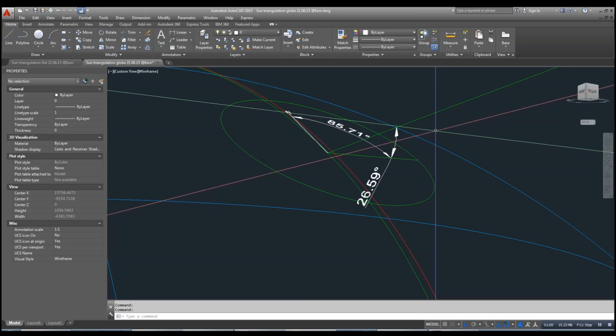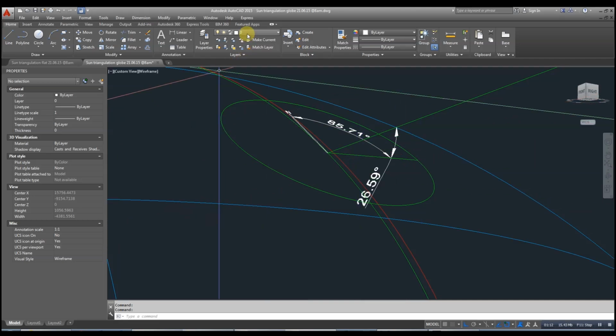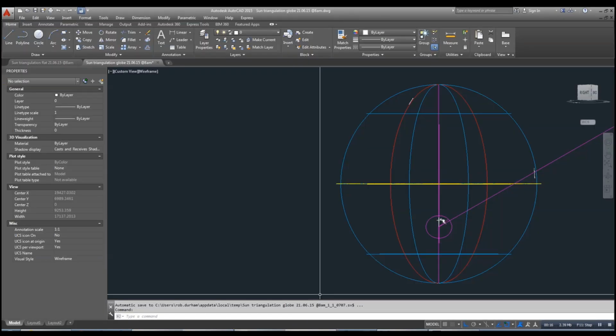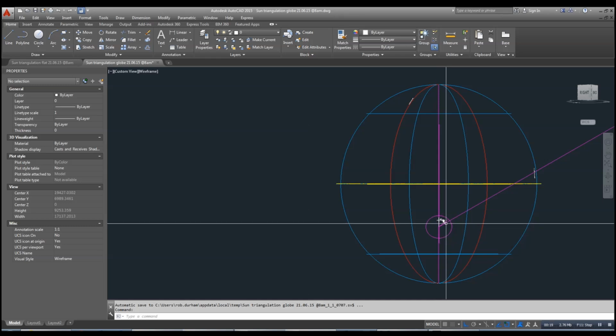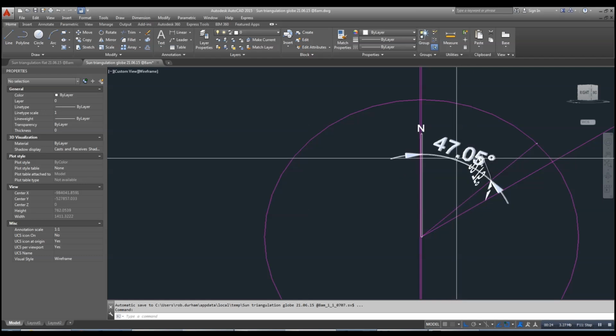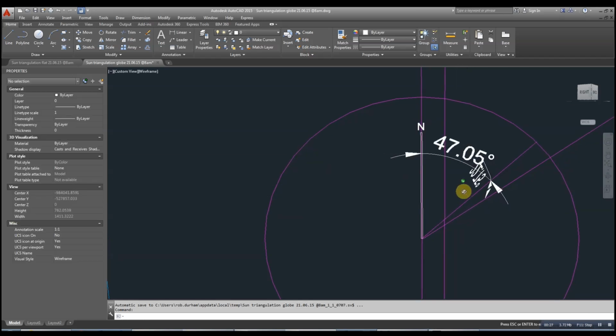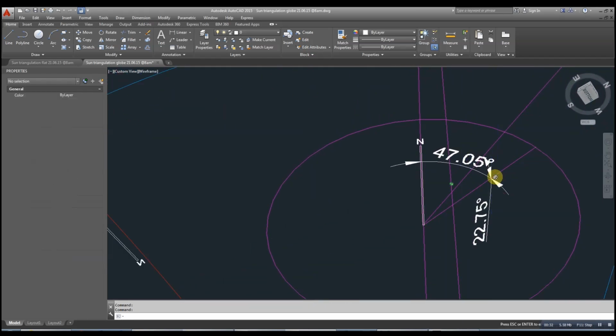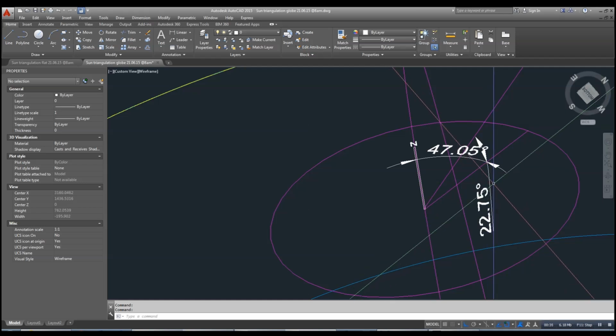Okay, let's skip to Africa. So here we are in Pretoria in South Africa, and the altitude is 22.75 degrees and the azimuth is 47.05 degrees. So let's go back to the globe, and here's South Africa, and the azimuth is 47.05 degrees and the altitude just there is 22.75 degrees.